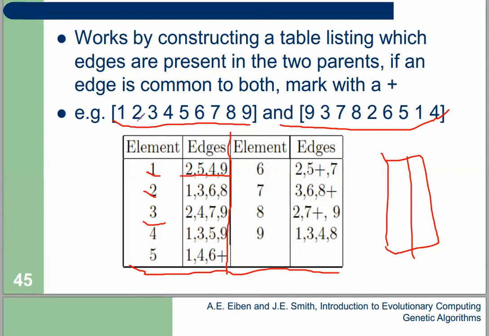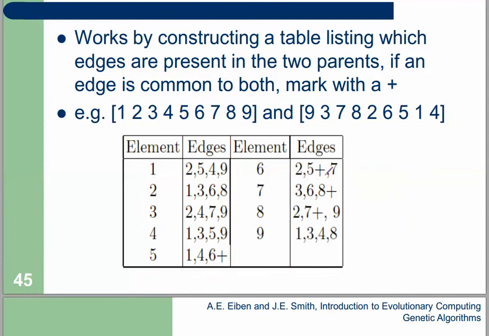For example, 1 has the neighborhood 1 and 2, 1 and 9, so 1 has edges 2, 9, 4 and 5. Or for example, 6 has the neighborhood 5, 7, 2 and 5. The 5 repeats, so we have a common edge. This is the sign of a common edge in this algorithm.